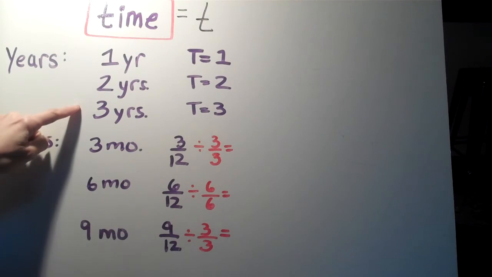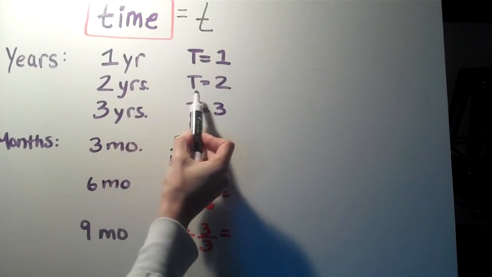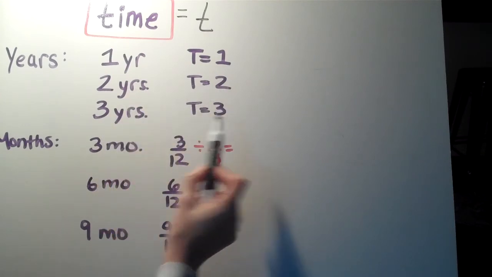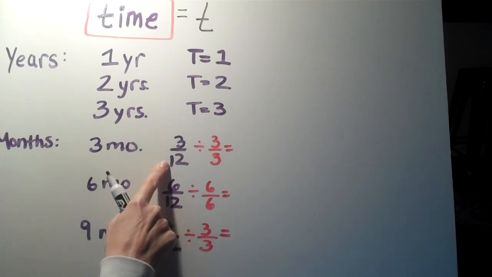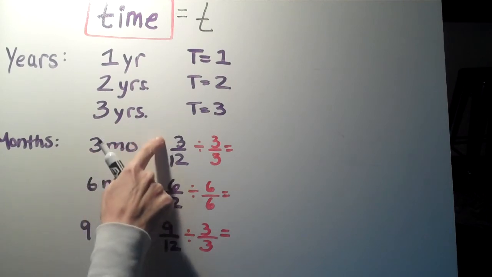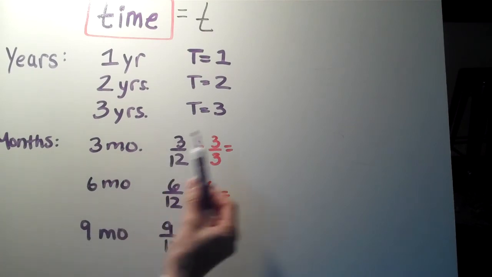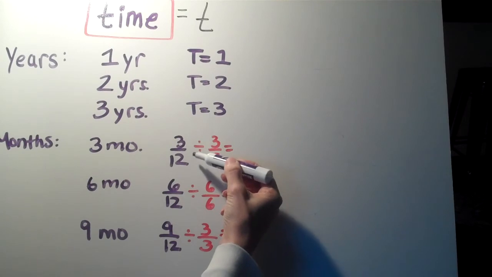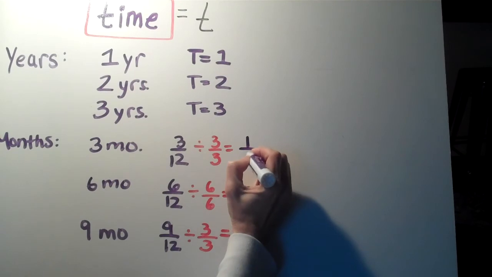When they give you years, it's really easy. If it's 1 year, the T equals 1. 2 years, the T equals 2. 3 years, the T equals 3, and so on. But if they give you months, you want to convert it to what it means compared to a year. Since there are 12 months in a year, if they tell you it's 3 months, you're just simply putting that number over 12. So for 3 months, it would be 3 over 12, and then we just simplify that. 3 over 12 divided by 3 over 3, right? We're just reducing the fraction, and it would be 1 over 4.